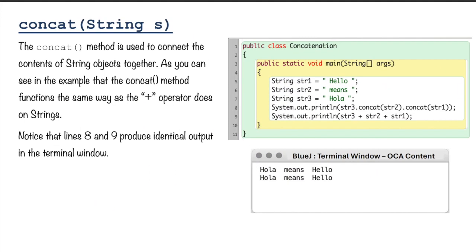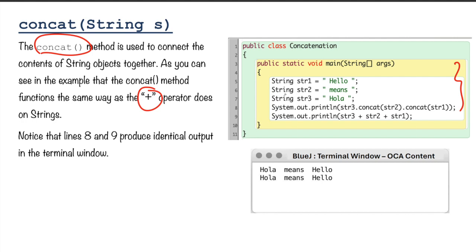Also, for the Java OCA exam, you need to be familiar with the 2 versions of concatenation. We've been using the plus sign or the plus equals to update strings through concatenation and loops. But you can also use the .concat method, and they accomplish the same thing. And you see I have a simple program here, and they use both methods and produce equal outputs.